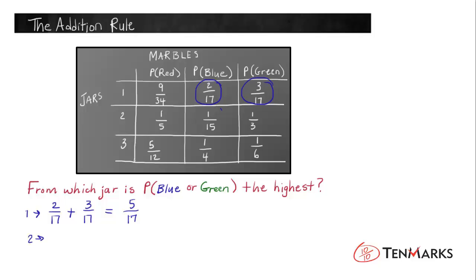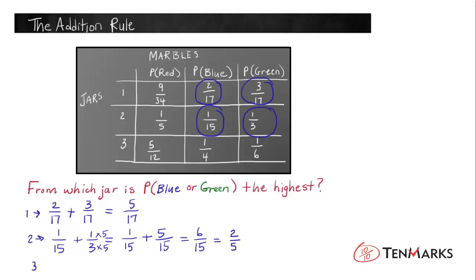Now let's look at the second jar. For the second jar, the probability of getting a blue marble is 1 out of 15, and the probability of getting a green marble is 1/3. So we do need a common denominator here. It looks like 15 is our lowest common denominator, so we'll leave 1/15, and then we'll change 1/3 to something over 15. 3 goes into 15 5 times, so we're going to multiply the top by 5 also, and that gives us 5/15. Now we can add and we get 6/15. Let's go ahead and reduce this. 3 is a common factor for both the numerator and denominator. It goes into 6 twice, and it goes into 15 5 times.